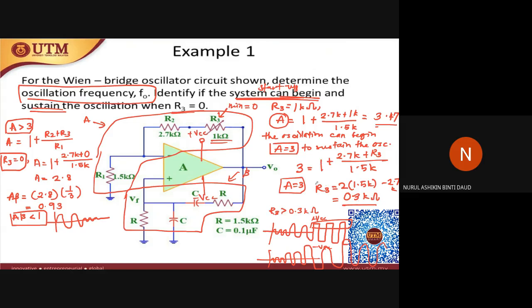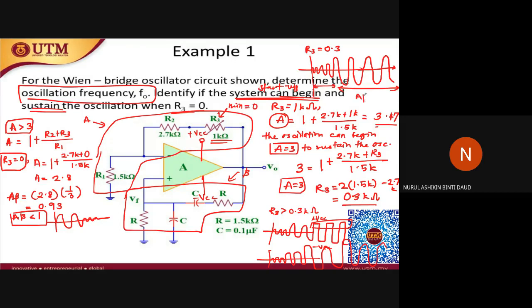Okay, so what will happen when the potentiometer value is 0.3 kilo ohm? It means that the oscillation will sustain. This is the startup signal, and the signal will increase until it sustains. Okay, it will nicely sustain. So this is the startup to begin the oscillation, and this is the sustained oscillation.